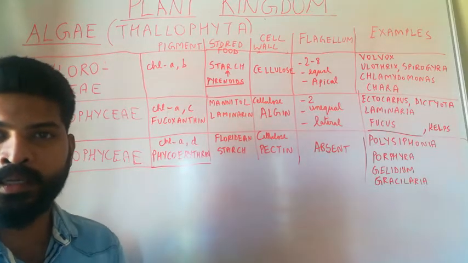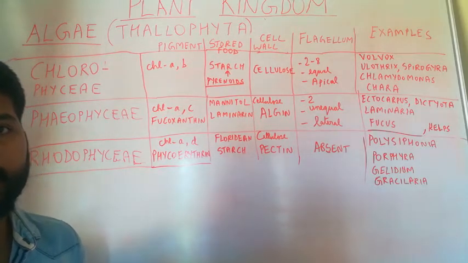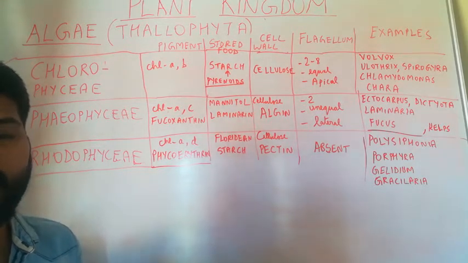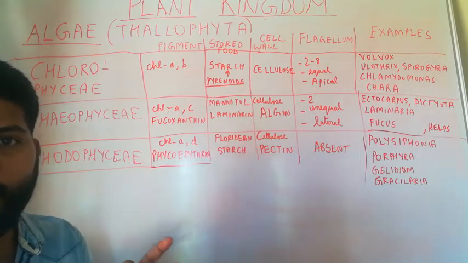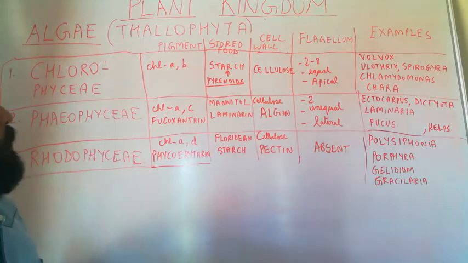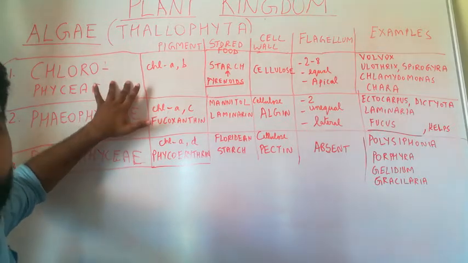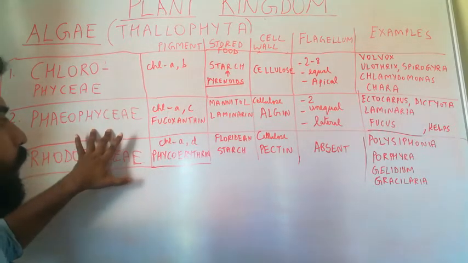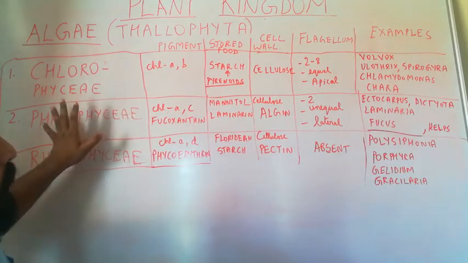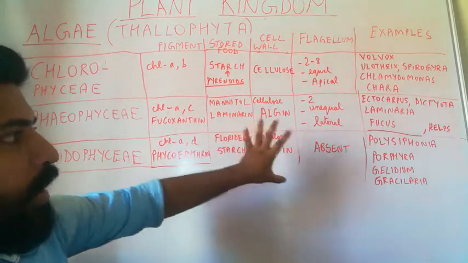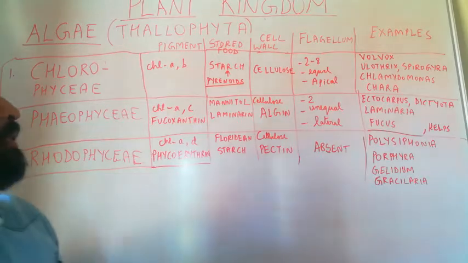As we discussed earlier, based on the type of chlorophyll pigment, the composition of cell wall and also based on the number and type of flagellum, Thallophyta or algae is classified into Chlorophyceae, that is green algae, Phaeophyceae is brown algae and Rhodophyceae is red algae. Let us compare and contrast the features of these three types with examples.